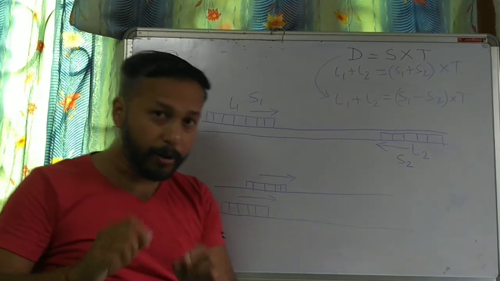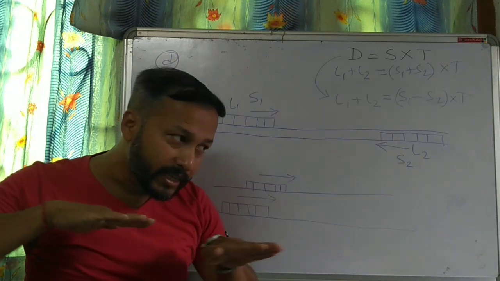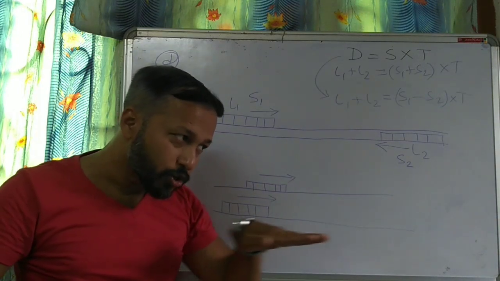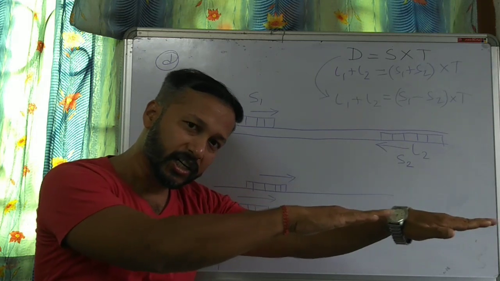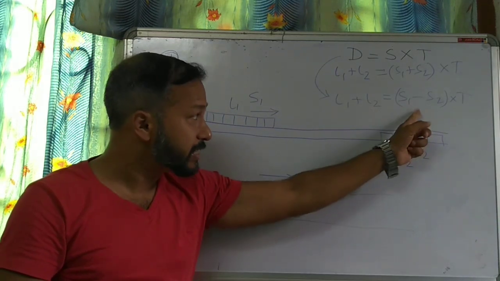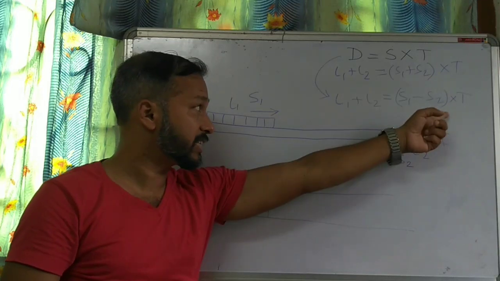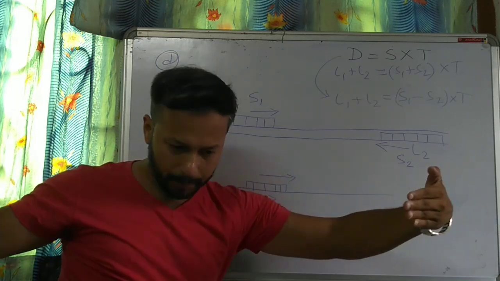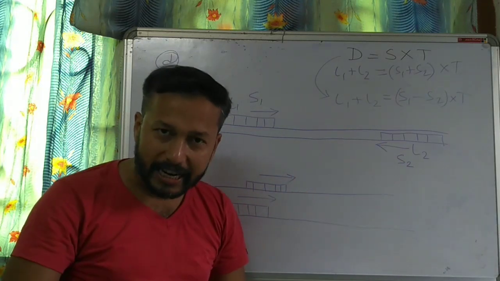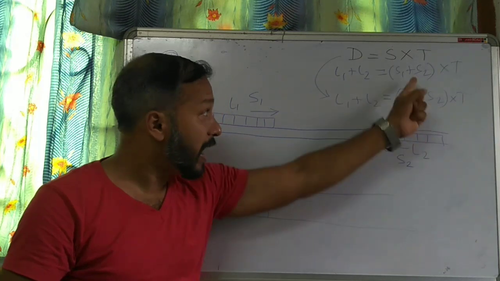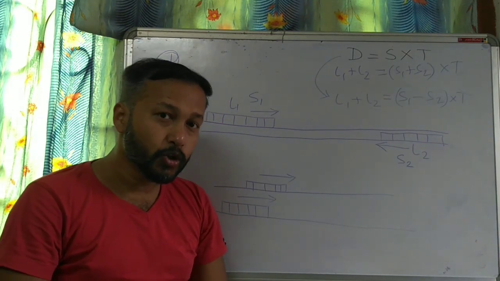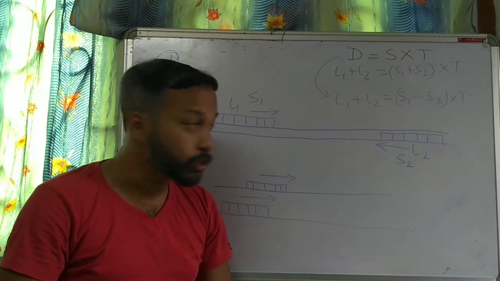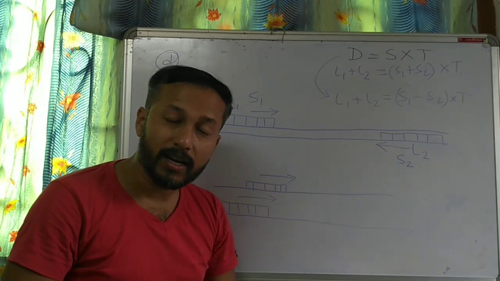Now you have to remember, when both the trains are going in the same direction, like the first train is going this direction and the second train is also going this direction, in that case their speeds will be subtracted and the formula is this. But if the first train is coming this direction and the second train is going this direction, meaning towards each other, in that case their speeds will be added. You understood? So now we are ready for our sums. Let's start. Question number 1, which you can see on your screen.